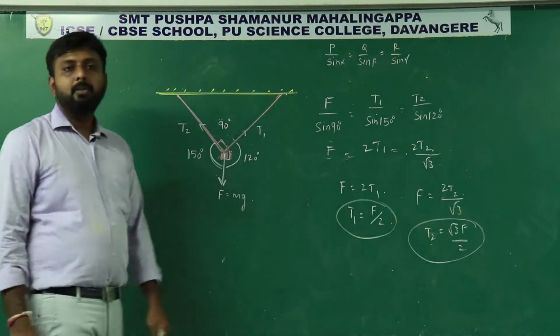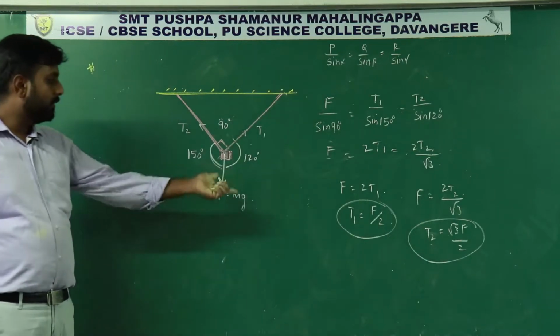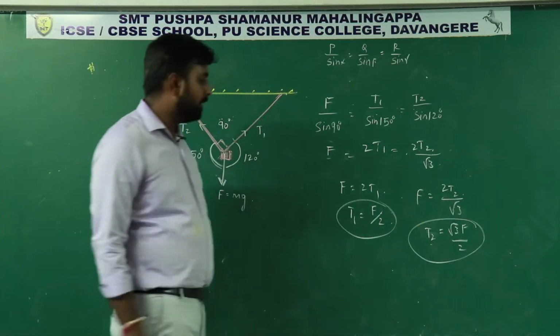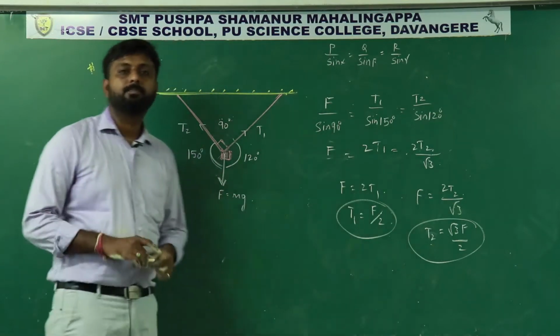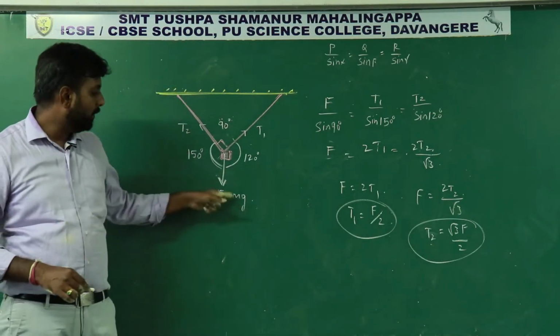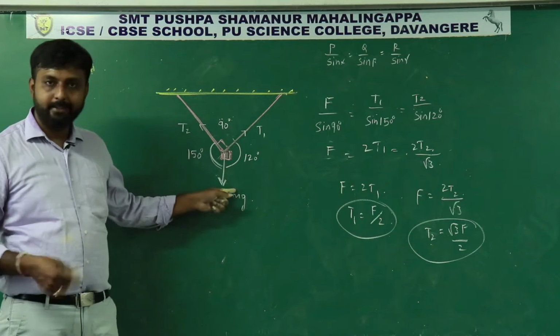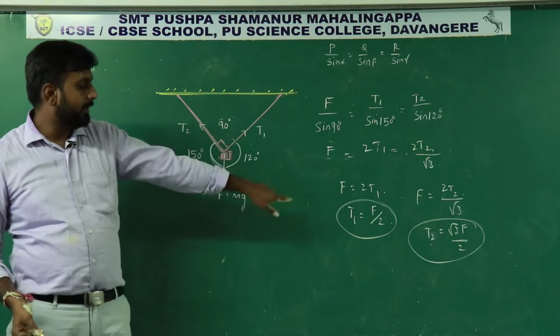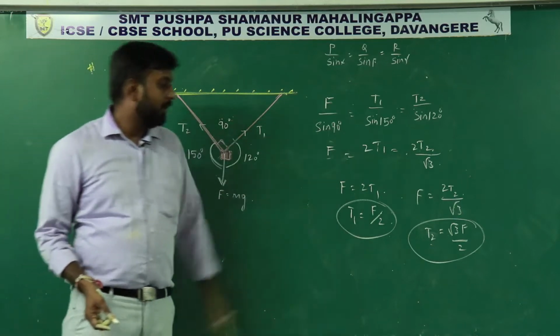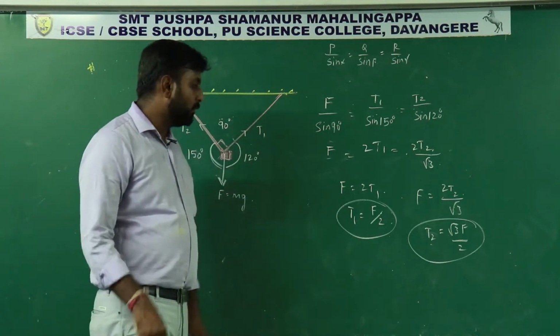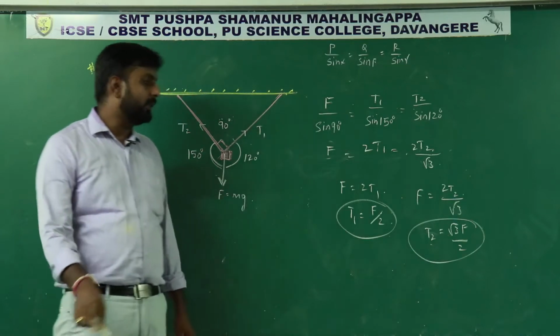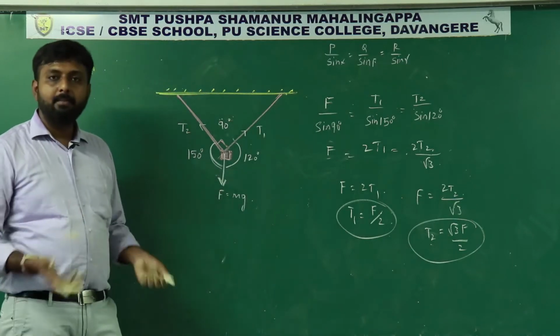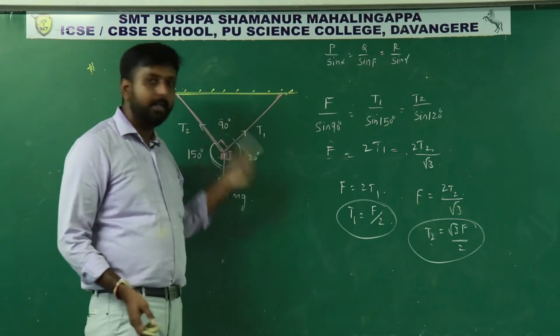In this way we can solve the problems and find the value of T1 and the value of T2. If we know the mass, suppose 10 kg is given, then F is 10 into 10, 100. T1 becomes 100 by 2, 50 Newton, and T2 is equal to 100 root 3 by 2, that is 50 root 3 Newton. In this way we can find the tensions in the string.